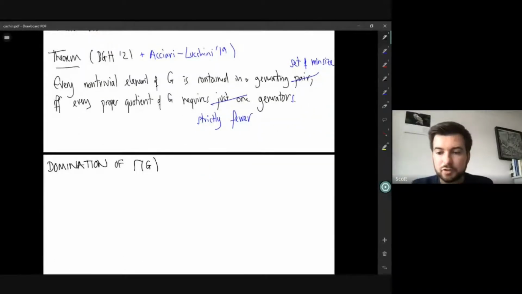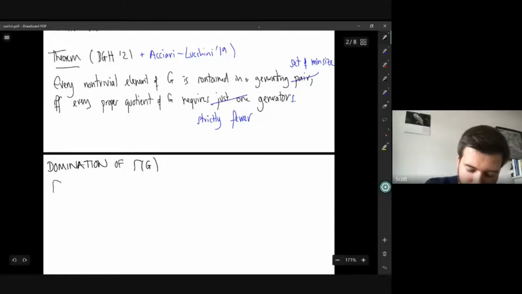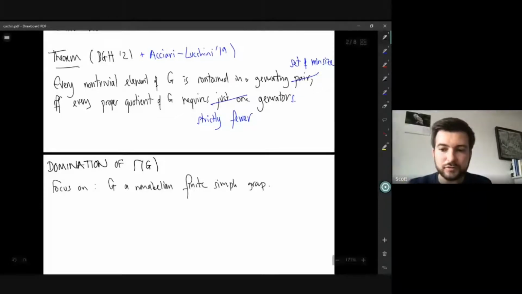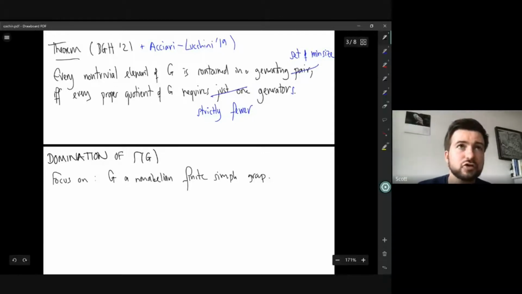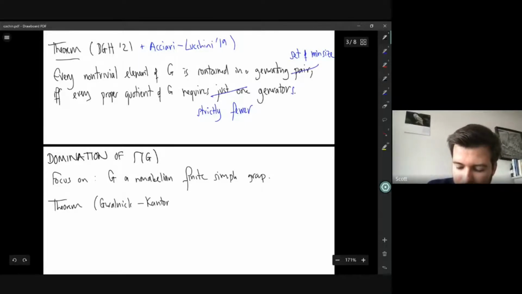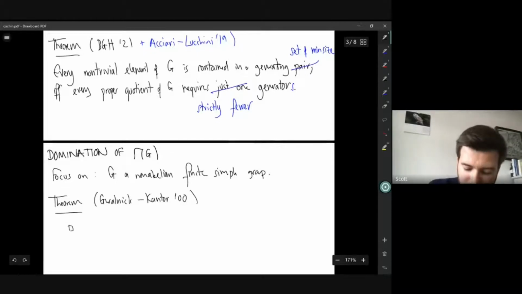So now we're going to turn to talk about domination. So as I say, the focus is going to be on non-abelian finite simple groups. So G is a non-abelian finite simple group. These are somehow the stars of the first theorem, so it'd be nice just to focus on them now. So let me just recall what we know. The step that I mentioned above, I said it was done originally by Guralnick and Kantor, and what they said was the generating graph for these groups has no isolated vertices.